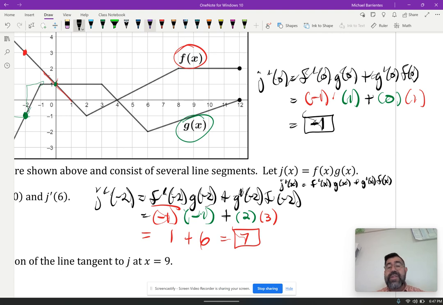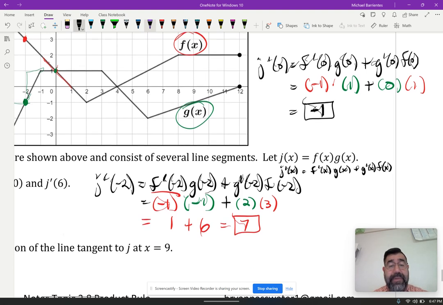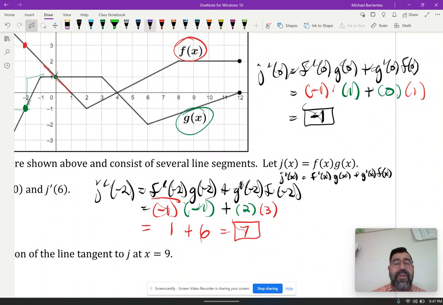See if you can do j prime of 6 on your own and then bring it to class and we can check it. But just as an exercise to see if you get the flow of what we're doing here.